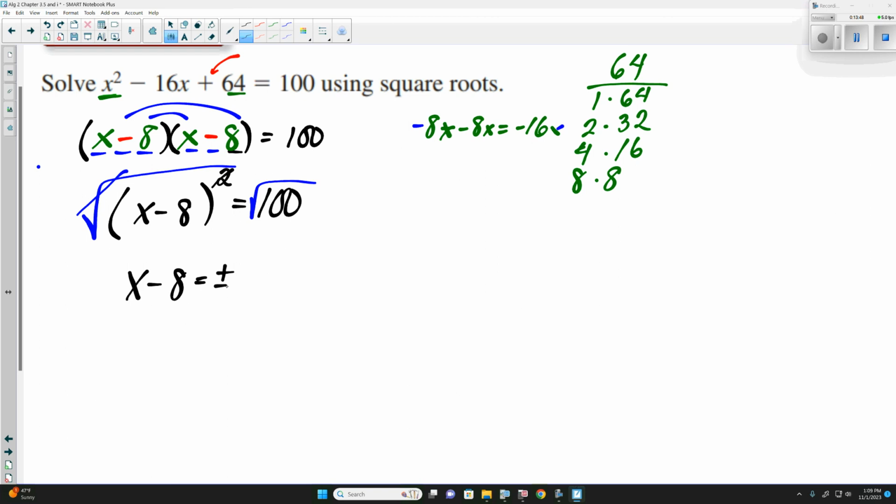Because the square and square would cancel, leaving us with x minus 8. The square root of 100 is 10. So x minus 8 is equal to 10. At this point here, we can solve for the value of x. Add 8 to both sides, telling us x is equal to 8 plus or minus 10.